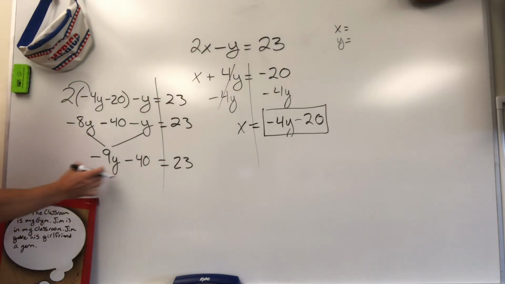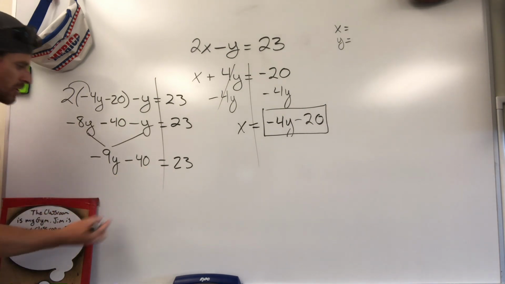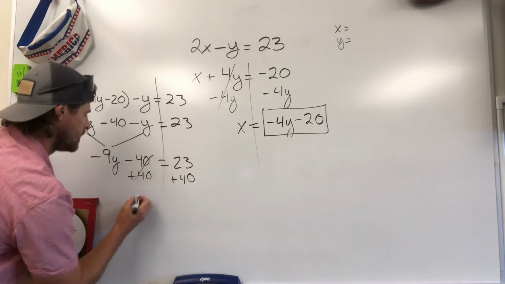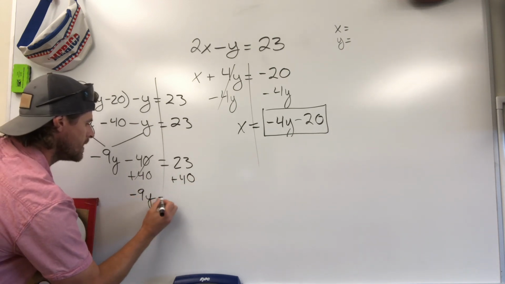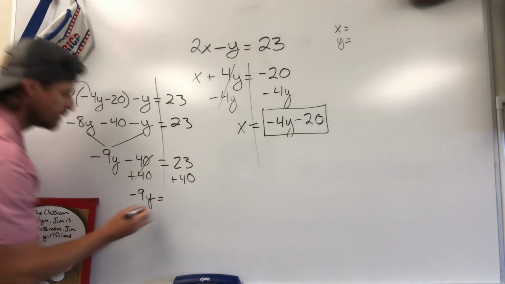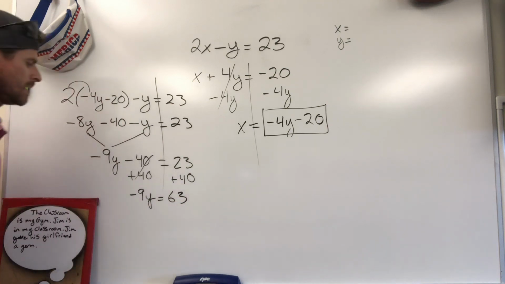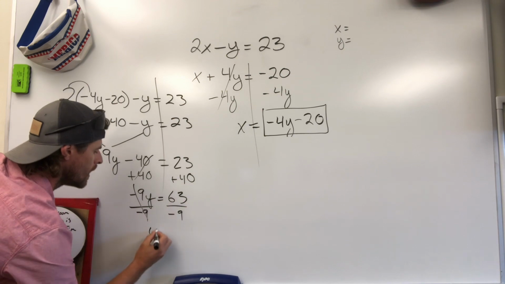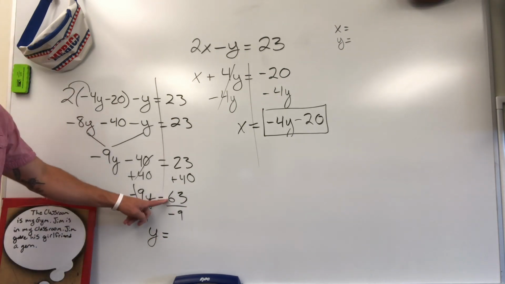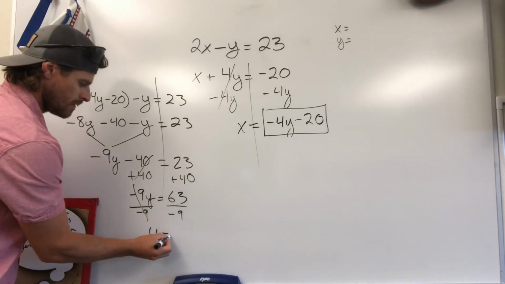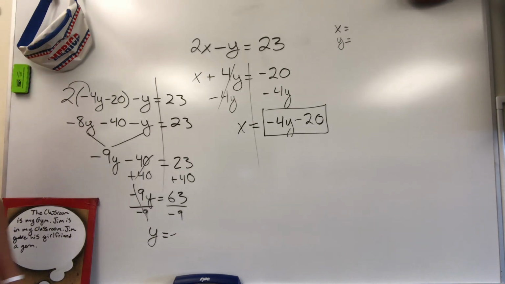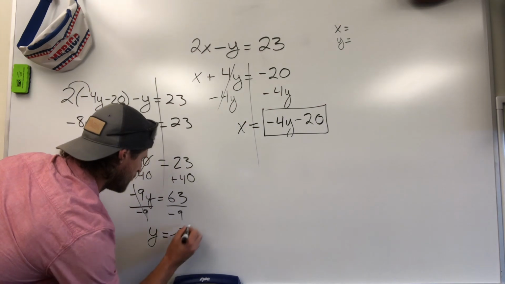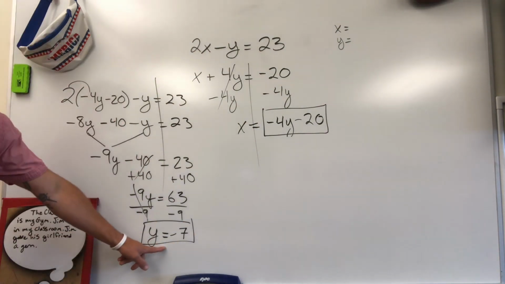Now I'm in a two-step equation essentially now, so I need to add 40, giving me negative 9y equals 23 plus 40, which is 63. Divide by negative 9, we're going to get a nice neat number here. Y is equal to, be careful, a positive divided by a negative. Don't be that algebra kid that always forgets the negatives. 63 divided by 9 is going to give me a 7. Hey, we now know what y is.